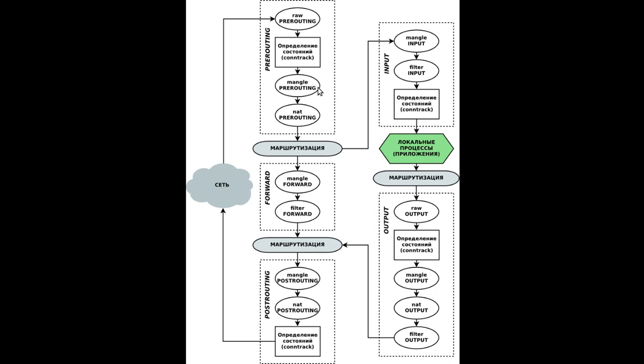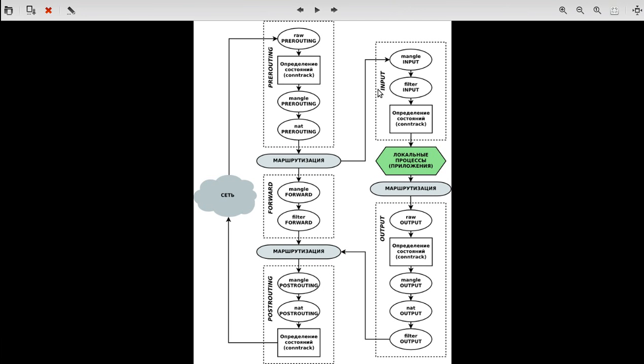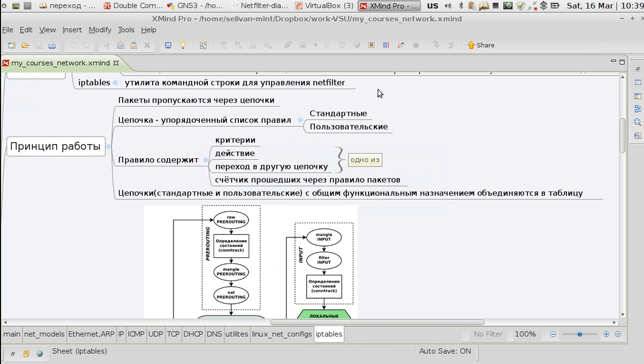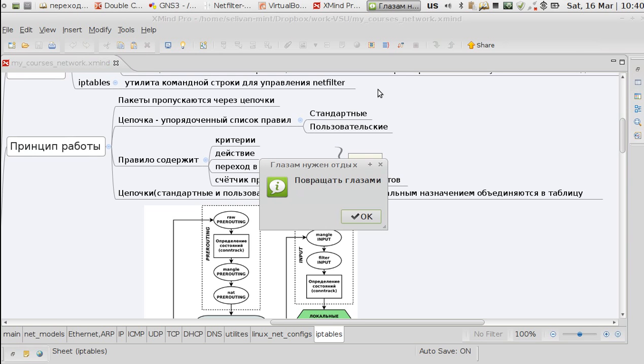Here you can see standard chains: pre-routing, forward, post-routing, output, input. But user may create his own chains. User chains are used like functions. If you have some complex functionality you want to apply to some packet, you may take it into user-defined chain. So the rules will become more clear, and this can increase performance.